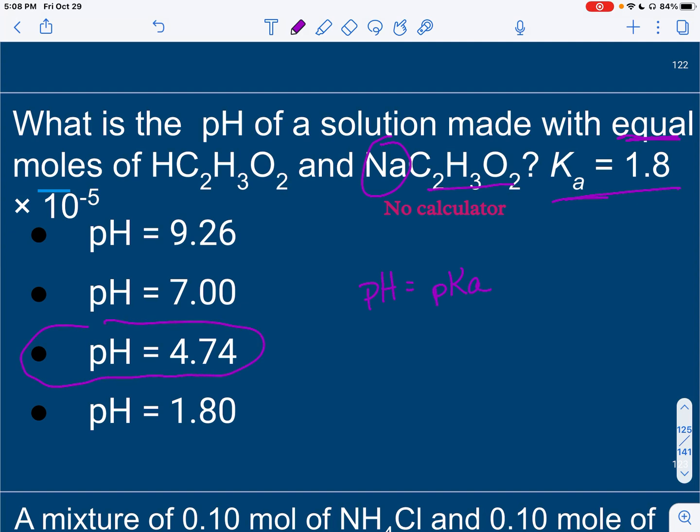If you don't have a calculator, I wrote no calculator, so you can try it without one, you would know it would be 4 point something because of this negative 5. Those are the log rules that we talked about. So we would know it would be 4 point something. That's our only option here.